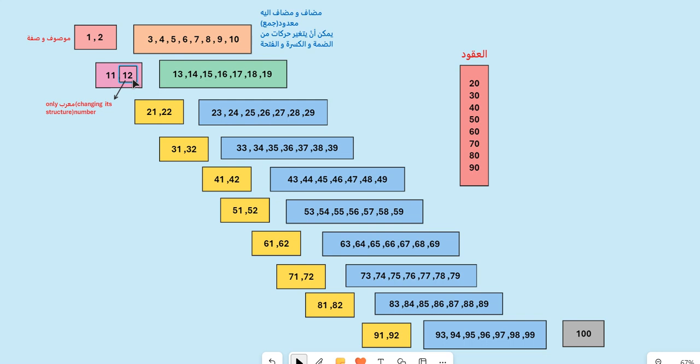And then from 13 to 19, the rules are different. As you can see, the color is totally different, it doesn't match with other colors. That means this rule is only from 13 to 19. So they have different rules. And 20 to 90, these numbers are called ordinal numbers, and in Arabic it's called al-uqud.